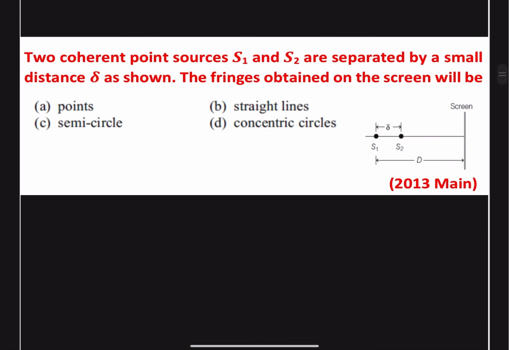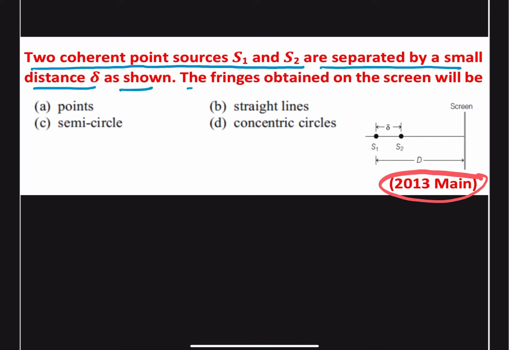Next question, it was also asked in the 2013 mains, and it states that two coherent point sources S1 and S2 are separated by a small distance delta as shown. The fringes obtained on the screen will be. In a normal two coherent sources experiment, these sources are placed vertically aligned, but in this particular question they are aligned along the horizontal axis, and the distance between them is given as delta. And the screen is at the distance capital D from the source S1.